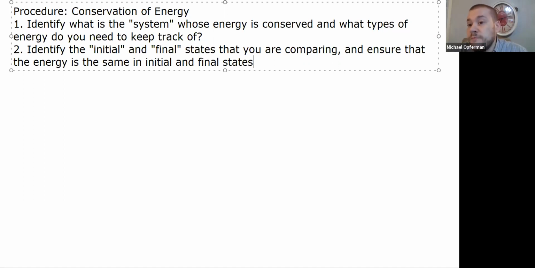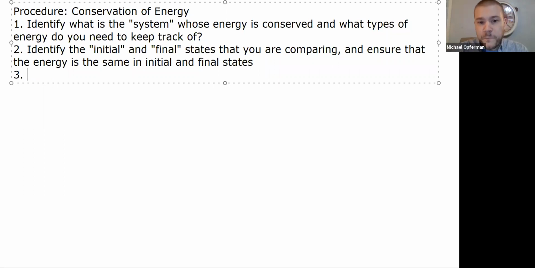For instance, if you have two objects that are exchanging energy, the energy of each of the individual objects is not necessarily conserved, but the energy of the system of both objects combined is conserved. So make sure that your object is not dumping energy out somewhere else that's going to screw up your conservation of energy. We'll talk about how to deal with that case later on. So identify the initial and final states.